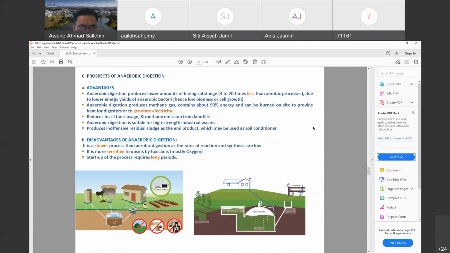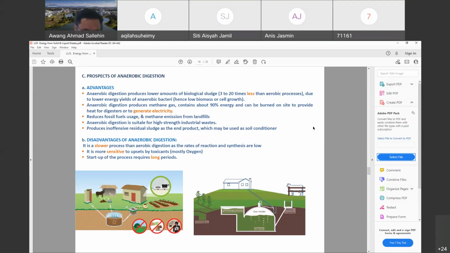Next, we have the prospect of this anaerobic digestion. What are the advantages as well as disadvantages of the process? If you look carefully, when it comes to advantages, the anaerobic digestion produces a low amount of biological sludge, so it reduces the volume, 3 to 20 times less compared to the aerobic process that requires a huge area. This is due to the lower energy yield of the anaerobic bacteria, meaning it has low biomass or low cell growth. So the good thing about this anaerobic digestion is that less biological sludge is being produced and generated, meaning most of the organic waste is successfully decomposed and degraded.